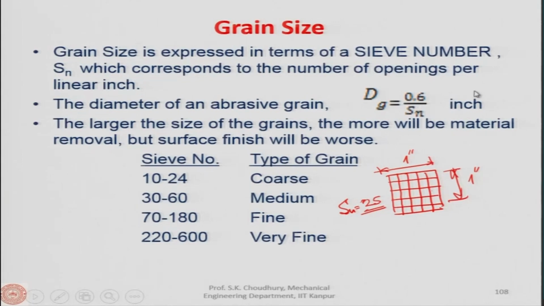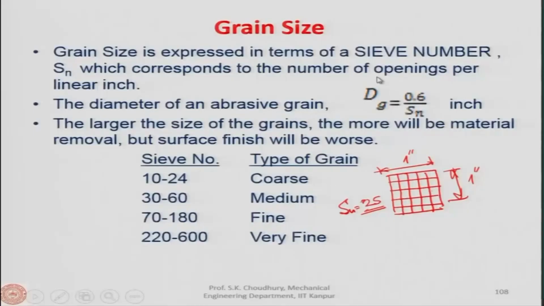But this is given in inch, mind it, because this formula is taken from the American source, and therefore, in India, we have to convert it into millimeter or micron when we are defining the diameter of a grain, because the diameter of a grain, that means a sand, is very small, right, and this is a mean diameter, because it is not really a very round shape. So, it can be of different shapes and we take the mean diameter. The diameter of the abrasive grain, therefore, finally, you will find out from 0.6 by Sn, and Sn will be given.